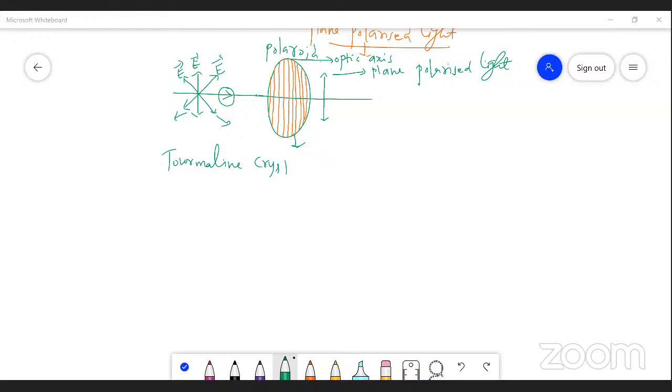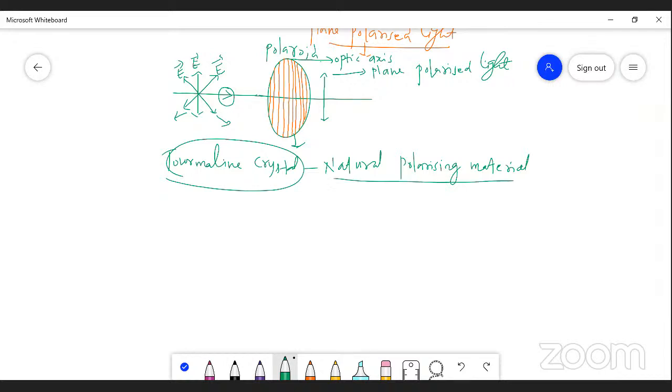Dear students, tourmaline crystal is a natural polarizing material, which is used to convert unpolarized light into polarized light. But a polarizing material can also be made artificially. We make the Polaroid artificially by taking a large number of thin needle-shaped crystals of quinine iodosulfate.